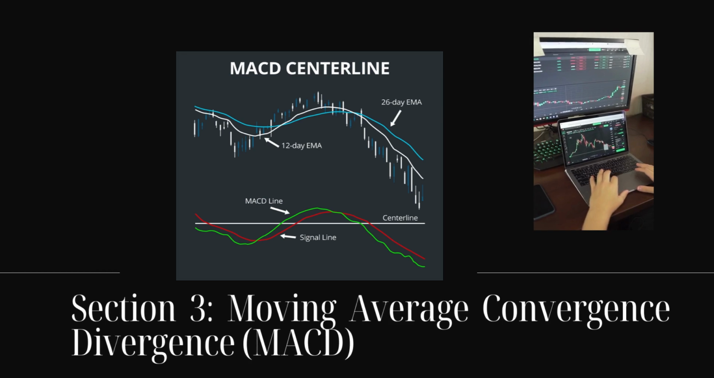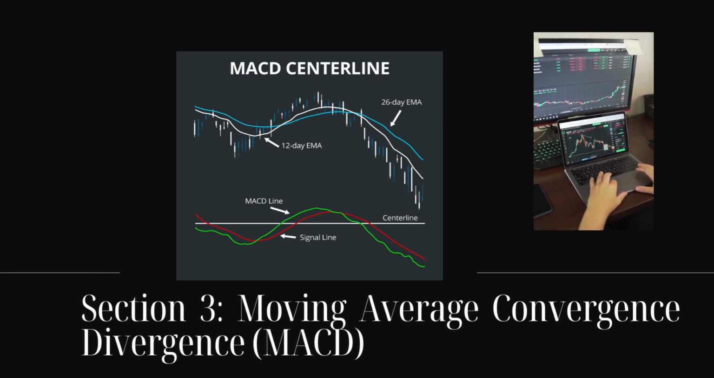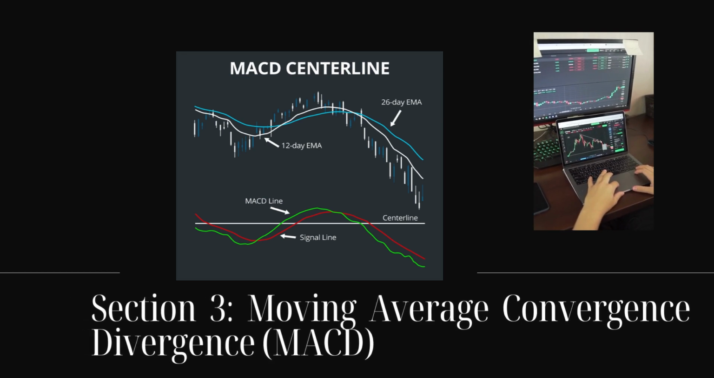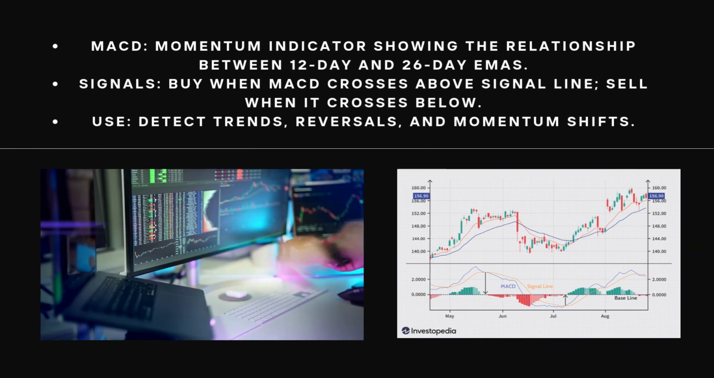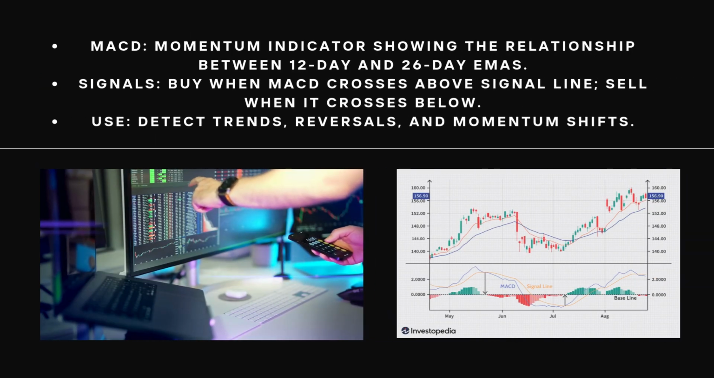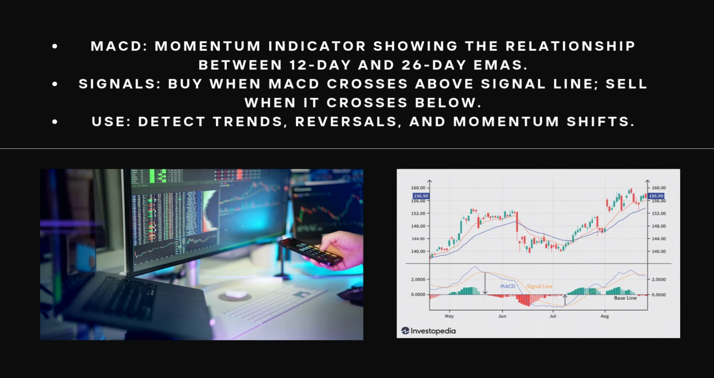What is a MACD? MACD is a trend-following momentum indicator that shows the relationship between two moving averages of a security's price. Components. A MACD line, the difference between the 12-day and 26-day exponential moving averages. Signal line, a 9-day exponential moving average of the MACD line. Histogram, the difference between the MACD line and the signal line.